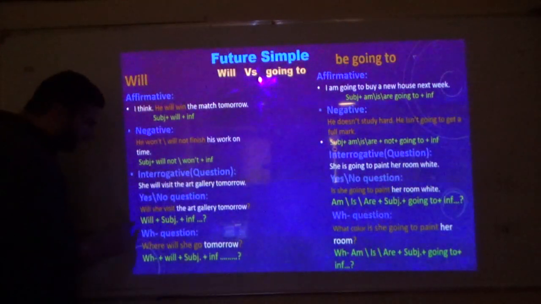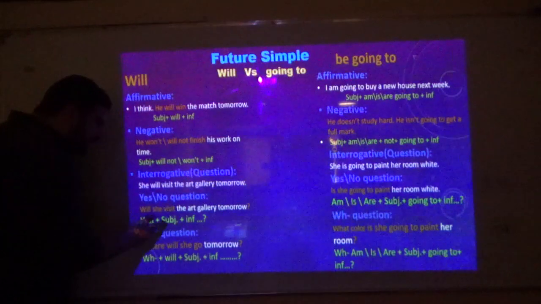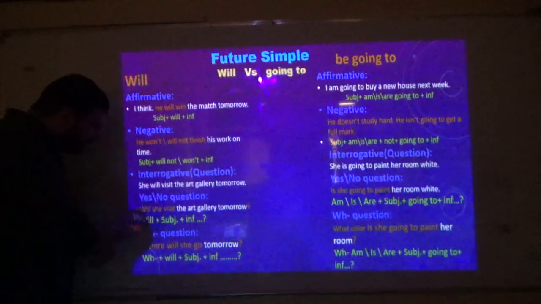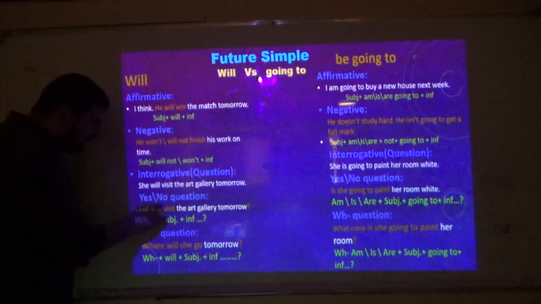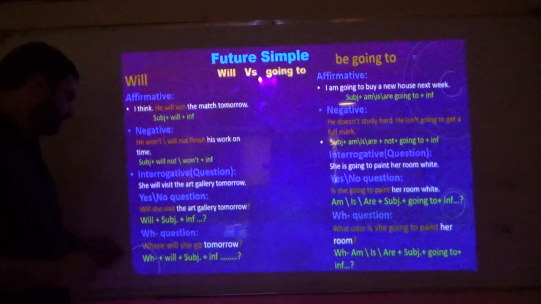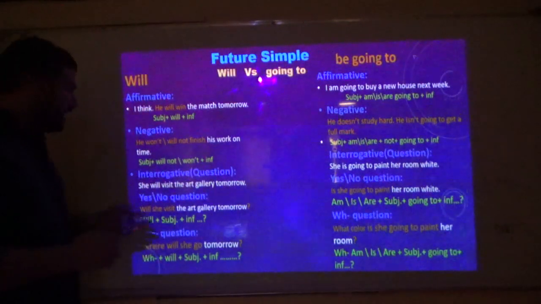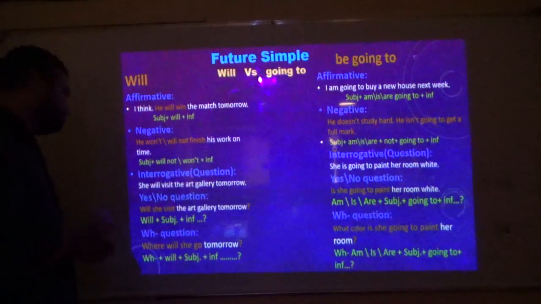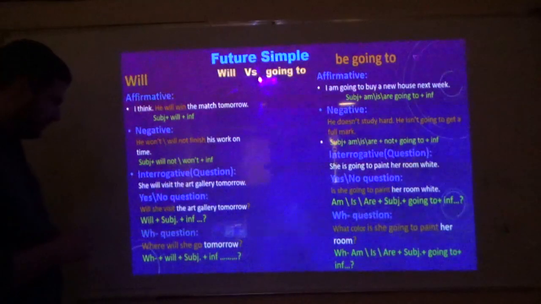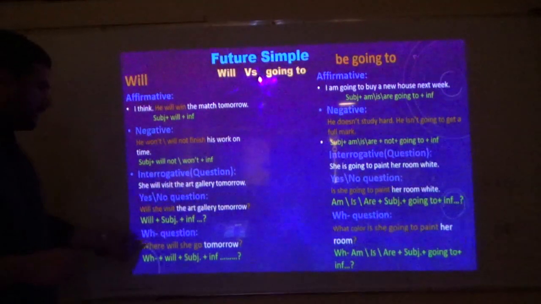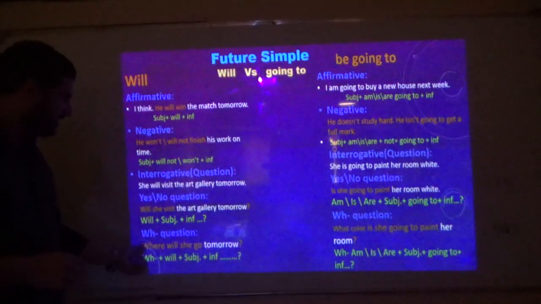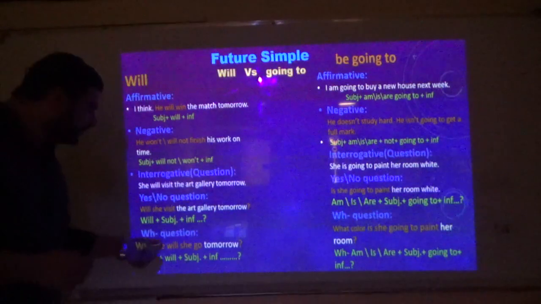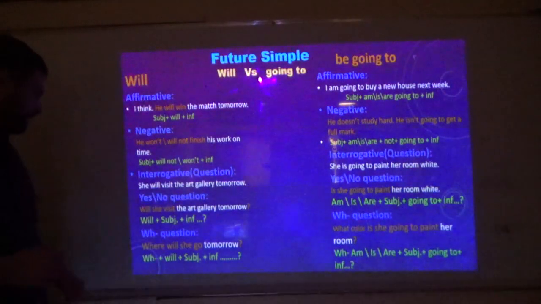Look what we have done here. We started with will, then the subject and the stem form. We call it inversion. We invert, we take will at the start, then the subject, and then the stem form. So this is yes or no question. And if we want to answer this, yes, she will visit the art gallery, or no, she won't visit the art gallery tomorrow. The WH question, where, to ask about the place. So we remove the word referring to the place, which is the art gallery. Where will she go tomorrow?